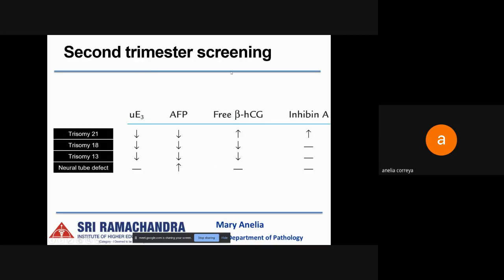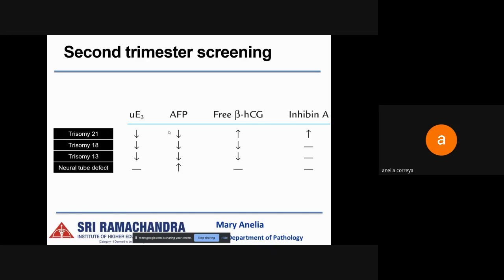So coming to the second trimester screening test and the important trisomies. Taking the 4 parameters which are evaluated, which is the unconjugated estriol, alpha-fetoprotein, free beta-HCG, and inhibin A, which altogether constitutes a quadruple test. In the trisomies, those values are all decreased, except in trisomy 21, where the free beta-HCG and inhibin A levels are increased. And in neural tube defects, we should remember that alpha-fetoprotein levels are generally increased.